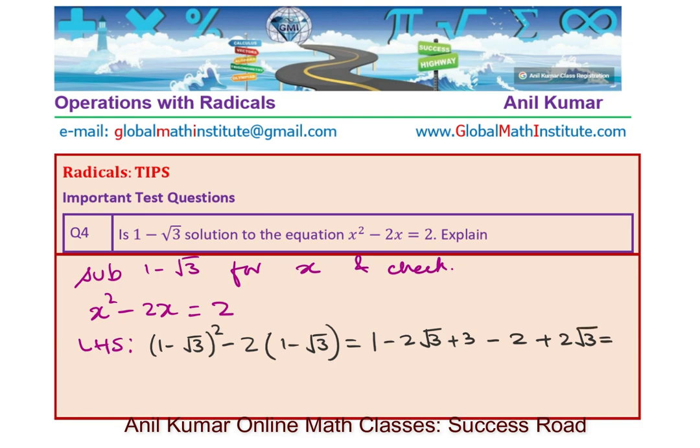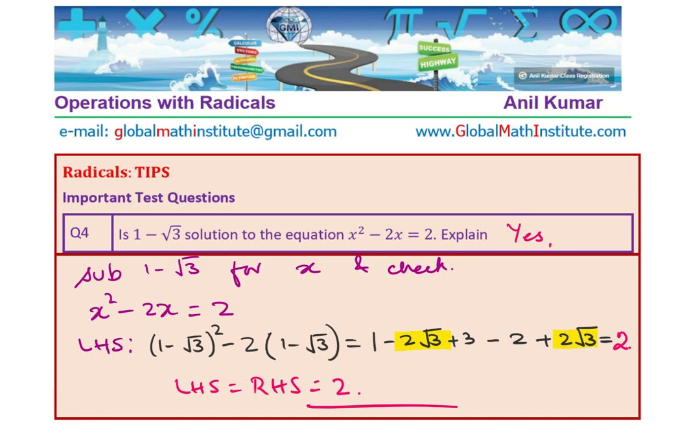And what is this equal to? Well, clearly 1 minus 2 square root 3, this minus 2 square root 3 and plus 2 square root 3 cancel, right? And we have 1 plus 3, which is 4, and 4 minus 2 is indeed 2, right? So we get this as 2. So we have left hand side equals right hand side. So both simplify to 2, right? So that means, yes, it is a root. So that is how you could show that this is a root of this particular equation.